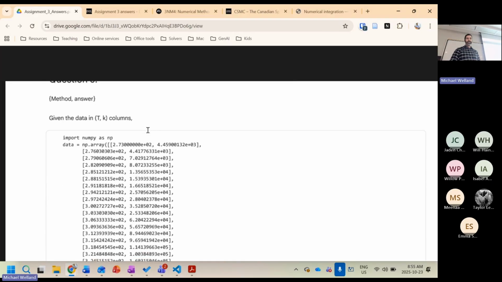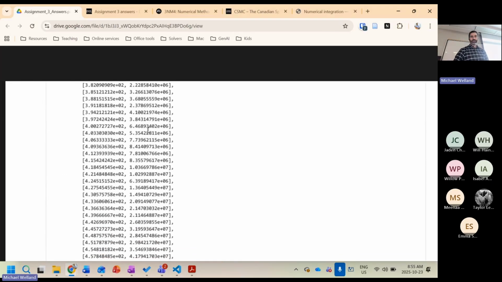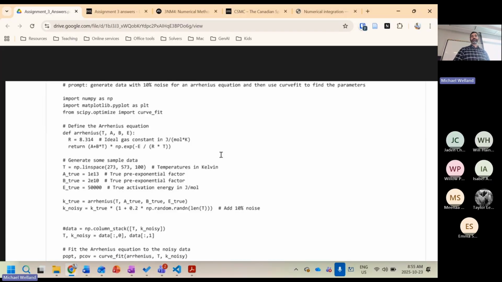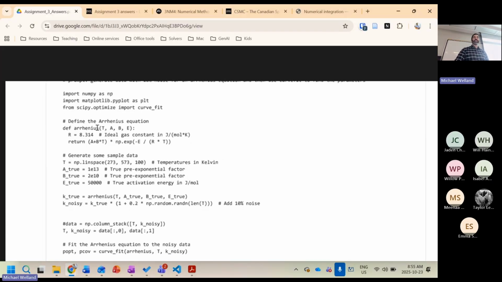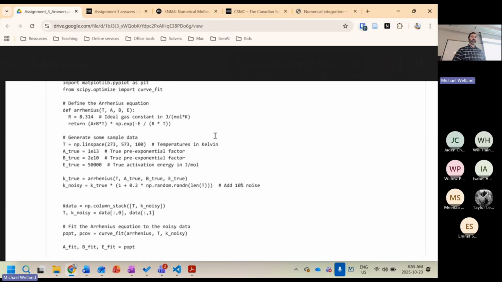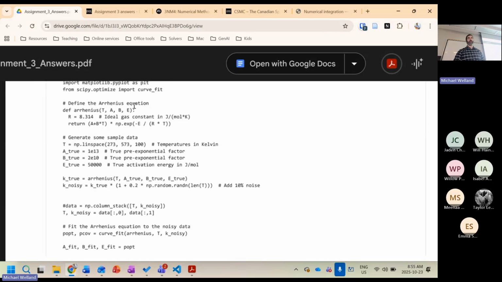Question 3. Given the data in columns, this is an exploration of curve fit. Curve fit I wanted to dwell on a little bit because you're going to be doing it. It's pretty straightforward. You have to give it the function in terms of your independent coordinate, your temperature, and your parameters, and then you tell it, find the optimal set of parameters.